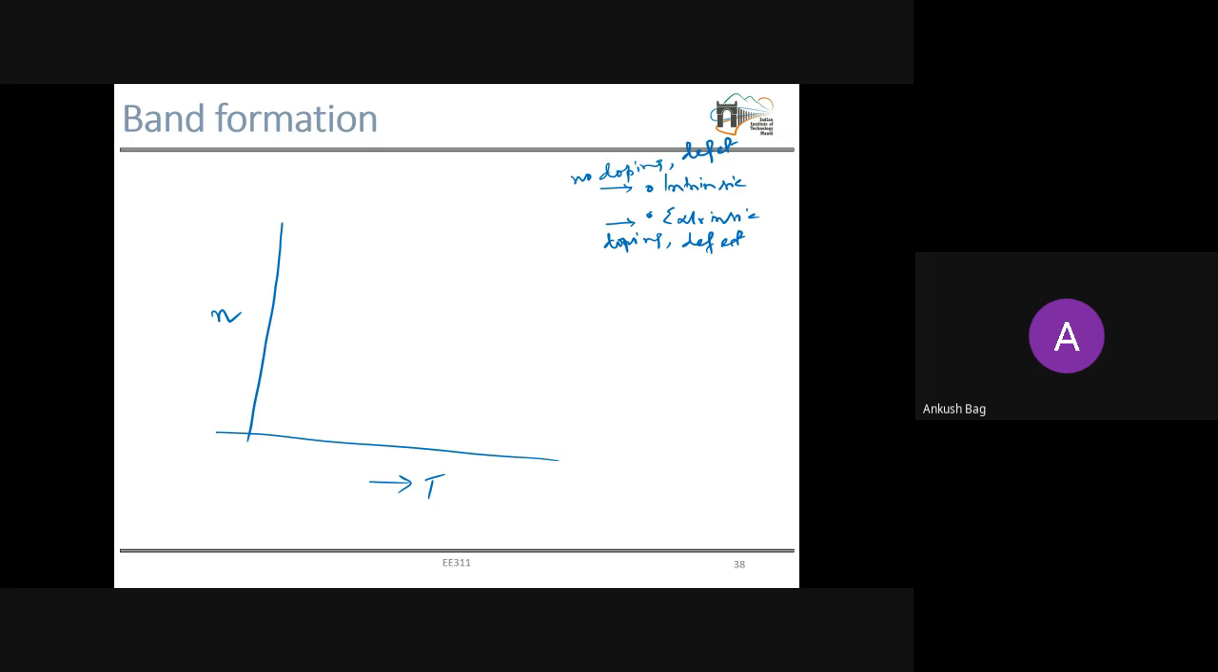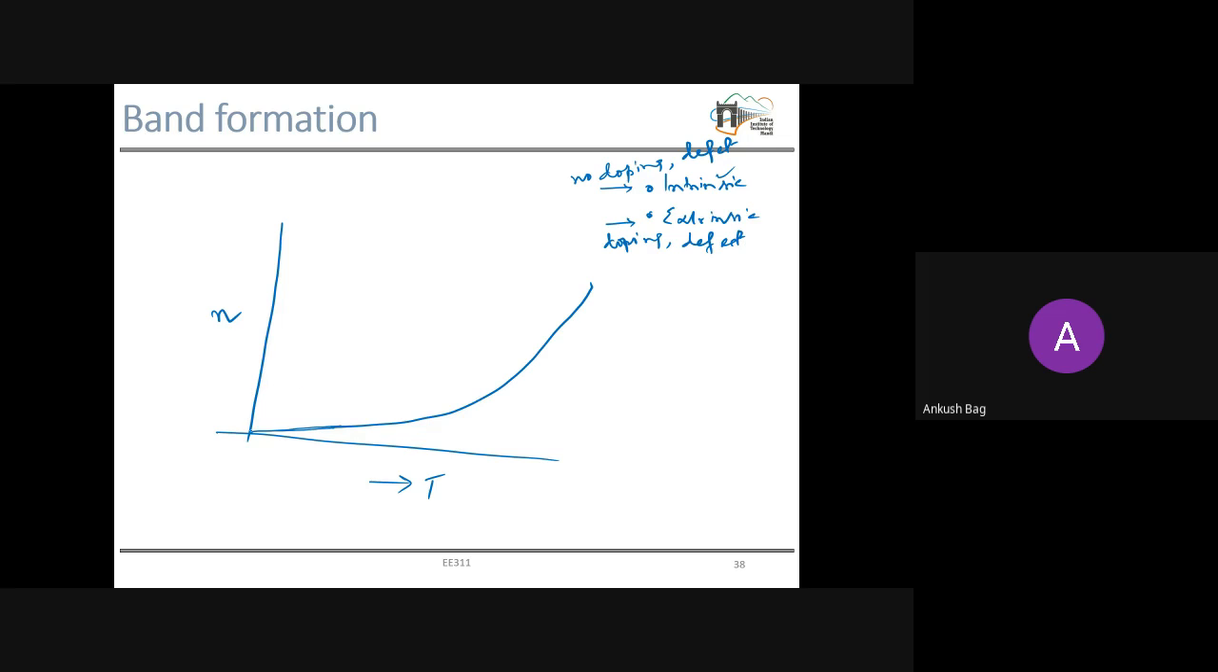So now if we consider this intrinsic semiconductor, what will be the behavior of this carrier concentration if we increase the temperature? It will be something like this. It will keep on increasing with the temperature exponentially. Okay, now this is in case of intrinsic.